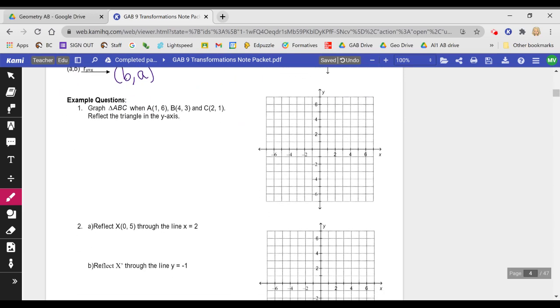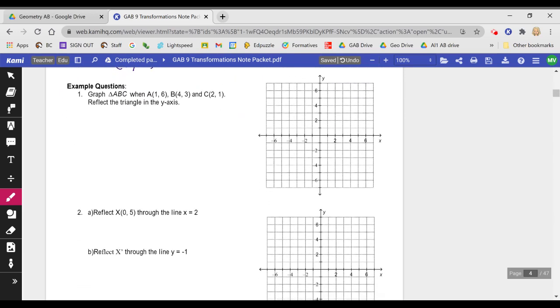So now we're going to do example 1. I want you to pause, and I want you to try number 1. You're going to graph the triangle and then reflect over the line y equals x. Come back and check.